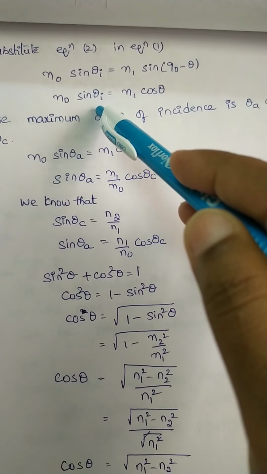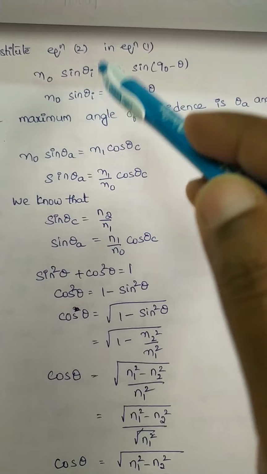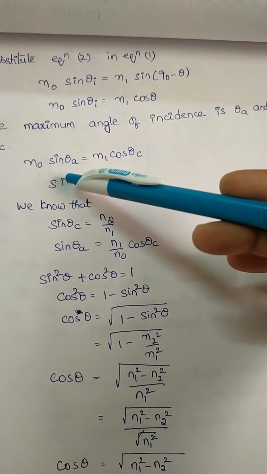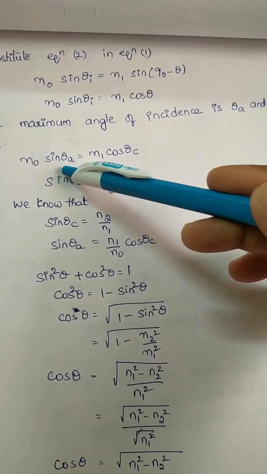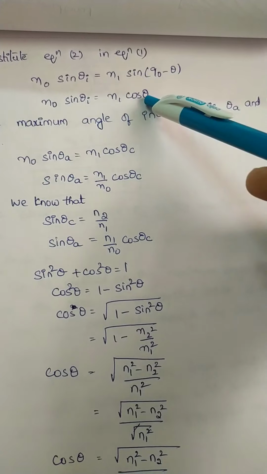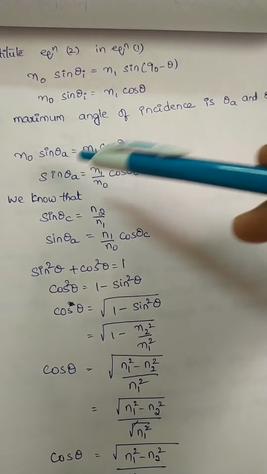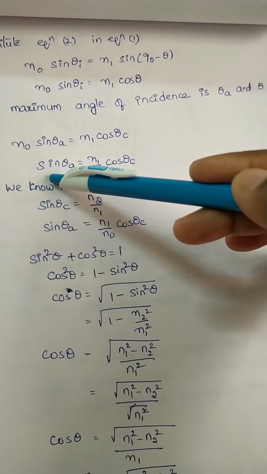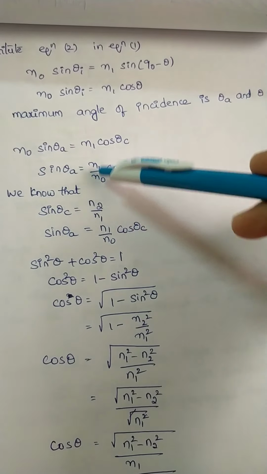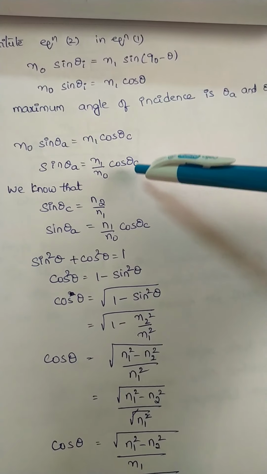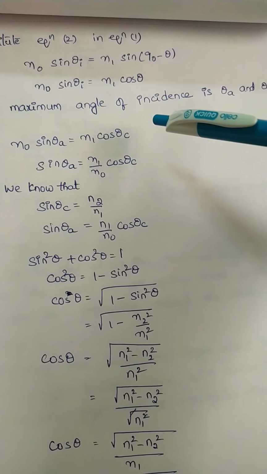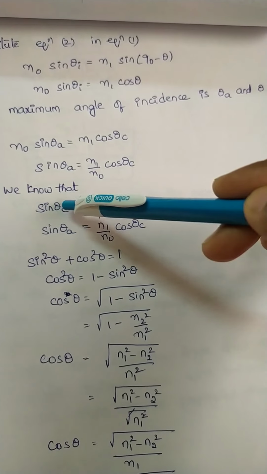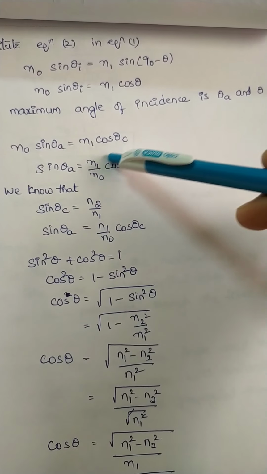Now we have to find the value of the acceptance angle. The acceptance angle is the maximum angle of incidence, so it is represented by theta A. When it is represented as theta A, the theta value will become the critical angle. So n0 sin theta A is equal to n1 cos theta C. Sin theta A is equal to n1 by n0 cos theta C. But we have the value only for the critical angle, that is sin theta C is equal to n2 by n1. So from that formula we calculate the value of cos theta C.